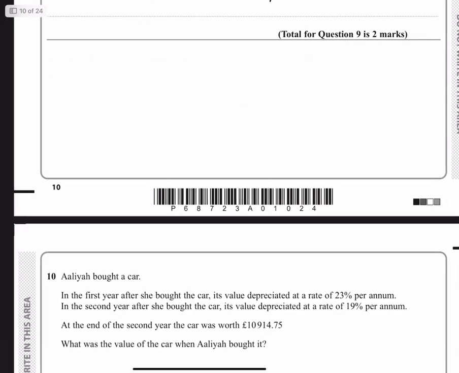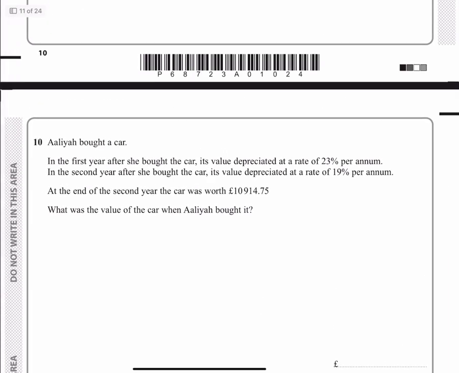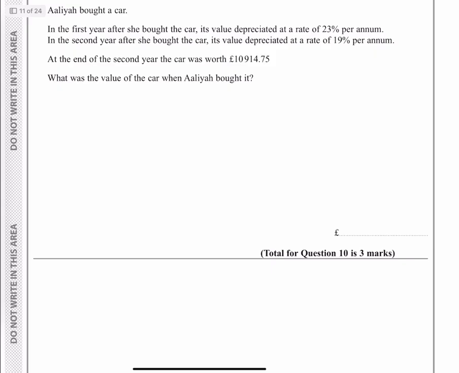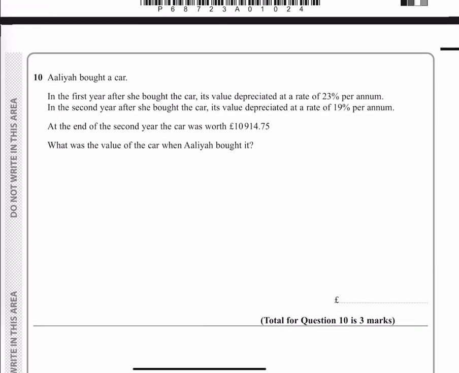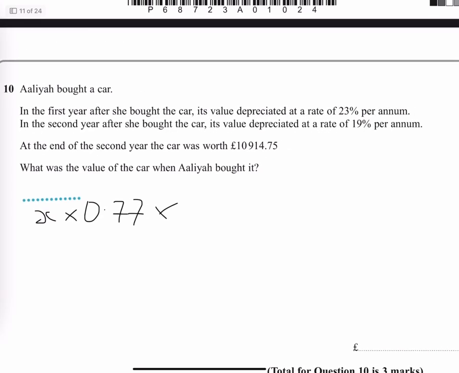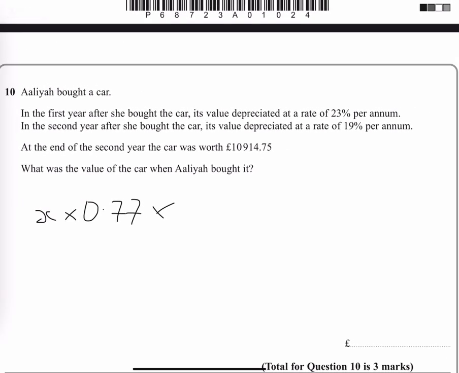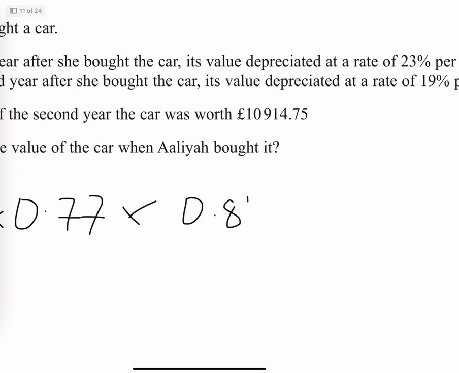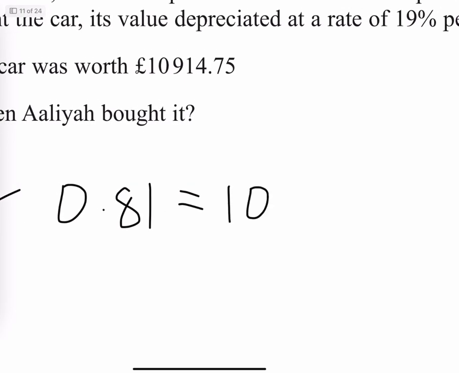Nice, moving on. I am sorry, I did say I was going to work on my writing. Someone has bought a car. It depreciated at this, it depreciated at this. What was it when she bought it? Okay. So it's very similar to what we were doing before. So x times, remember we have to take it off 1 this time. So 0.77 times 0.81 equals 10,914.75.